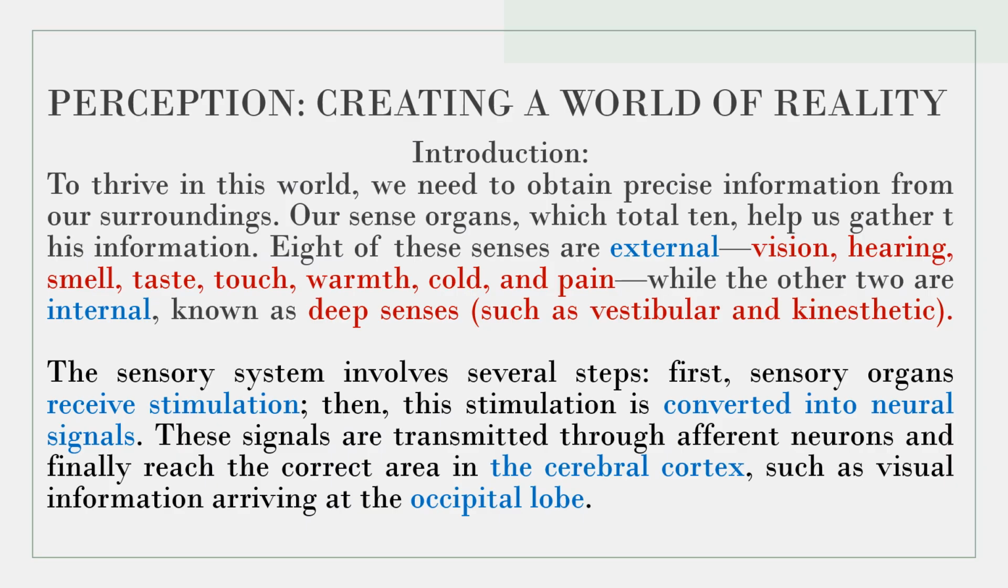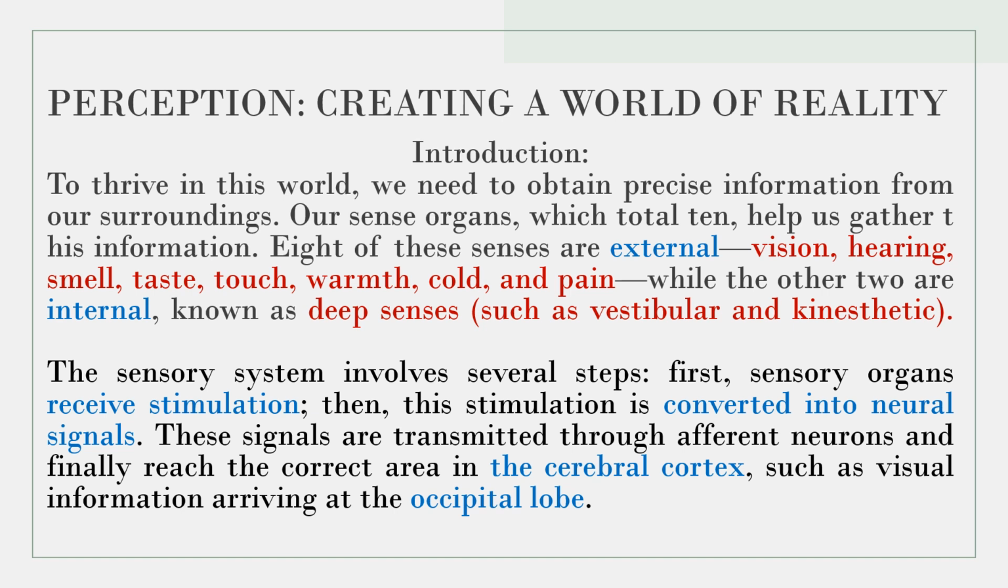Regarding perception, we perceive by the sense organs or senses, which are divided into two. The first is external and the second is internal. External senses are a total of eight, known as vision, hearing, smell, taste, touch, warmth, cold and pain. And two are internal, known as deep senses, such as vestibular and kinesthetic. Vestibular, by virtue of which we maintain our balance, and sense of space by the deeper kinesthetic senses.